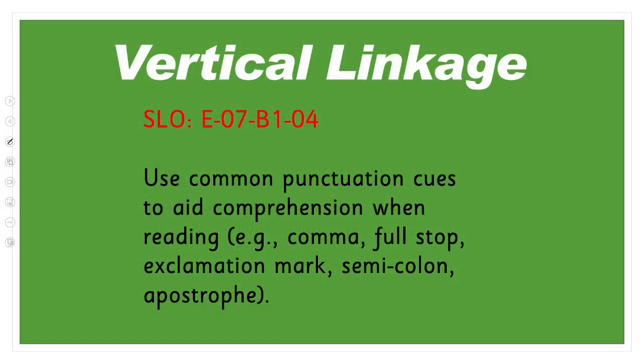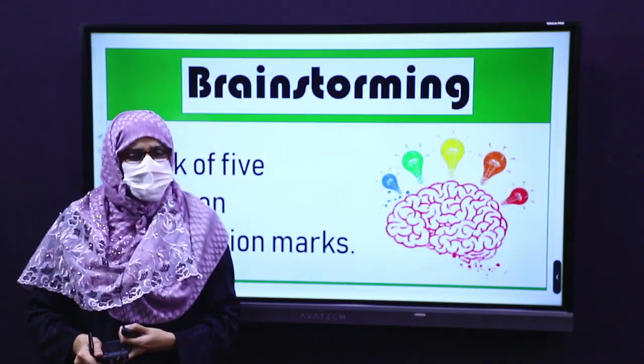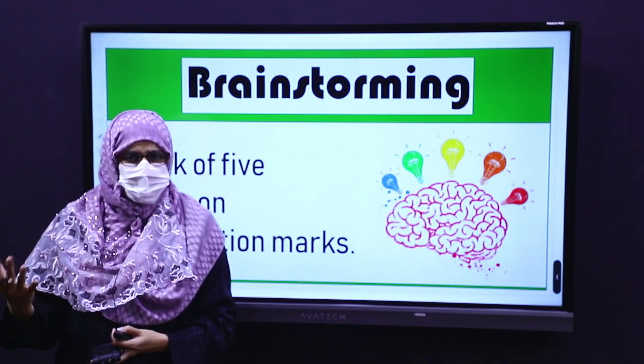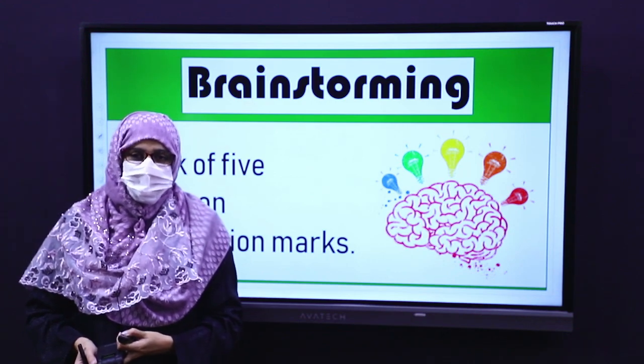Here is the vertical linkage. And in the vertical linkage, you can see you have already learnt about comma, full stop, semicolon, exclamation mark and apostrophe. So, can you please tell me about 5 different punctuation marks? Can you think of them? Exactly.